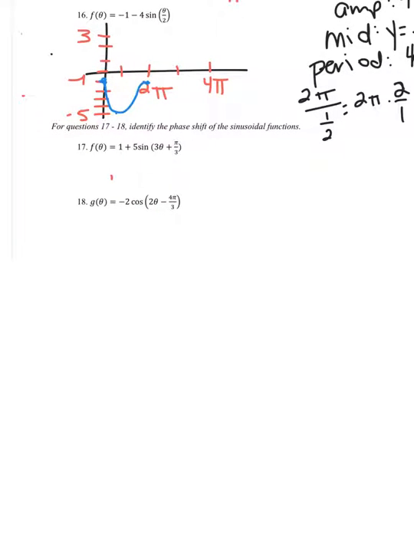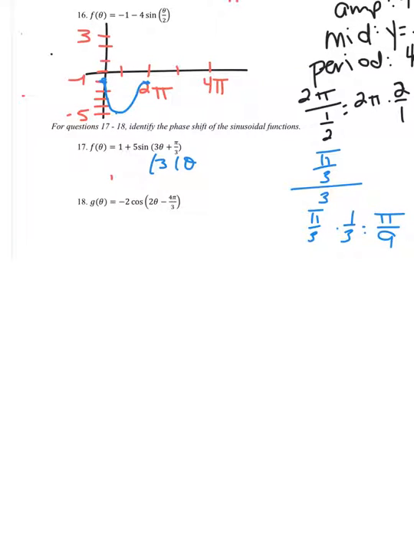Phase shifts of the sinusoidal functions. So sinusoidal, that just means it's going to be cosine or sine. So for number 17, to find the phase shift here, I have to factor out whatever number I have in front of my variable. My variable in this case is theta, so I have to take out a 3. So when I take 3 from 3 theta, that's easy. I'm only left with theta. But when I take 3 from pi over 3, I need to do pi over 3 divided by 3. That's really pi over 3 times 1 over 3 gives me pi over 9.